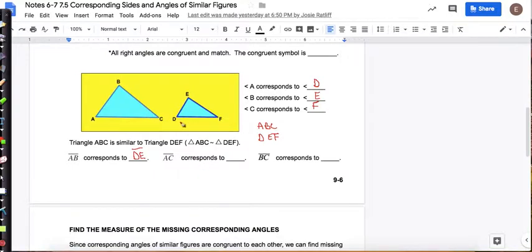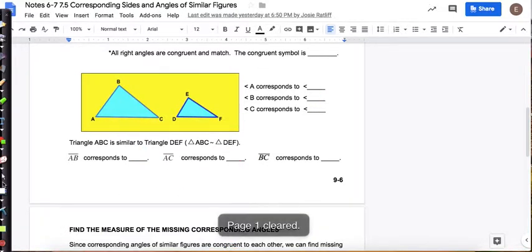AC, which is the bottom, goes with DF. And I need the side symbol over the top. And then BC, which is the side, goes with EF. And also, you can see that BC matches with EF here by lining them up.